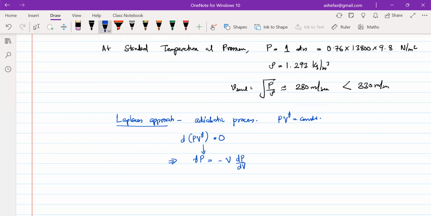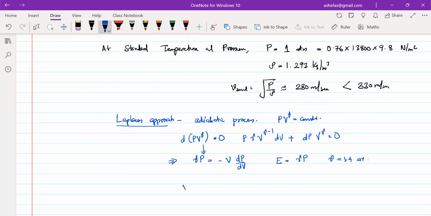What are the steps here? It will be P times the differential of V raised to gamma, which is V times gamma times V raised to gamma minus 1 dV, plus dP times V raised to gamma equal to 0. Just rearrange it and we find gamma times P equal to minus V dP by dV. Therefore the bulk modulus is gamma times P, and gamma is 1.4 for air.